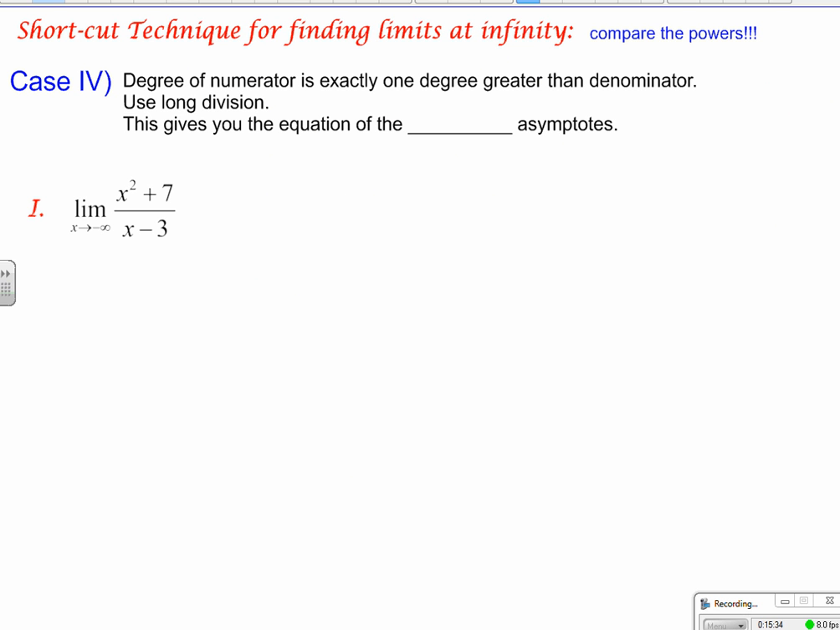And finally, the fourth case, the degree of the numerator is exactly 1 degree greater than the denominator. We can use long division or perhaps synthetic division if the problem lends itself to that. And in this particular case, it does. This gives you the equation of the slant asymptote. When does a slant asymptote occur? When there is exactly 1 degree difference between the numerator and the denominator, and the numerator is larger.